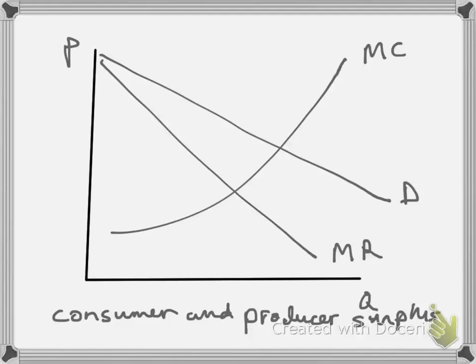Let's take a look at how we see consumer and producer surplus in the case of comparing a monopoly producer, domestic producer, with a competitive situation. So the first thing to remember is that the marginal cost curve is equal to the supply curve when we have a competitive industry. And that's a basic principle from microeconomics that you should remember.